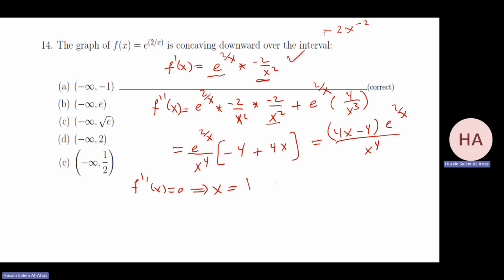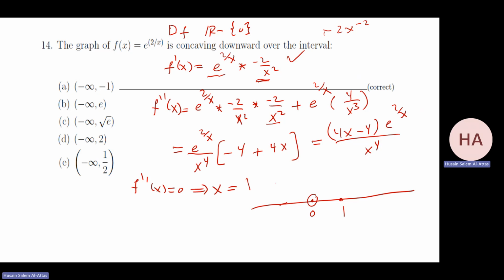F double prime does not exist when x equals 0. Yeah, the domain is all real numbers except 0. This is the domain. Okay, I got it now. Tricky a little bit. So I have one, and also I have zero. Zero is the point of discontinuity, which I need to put here.